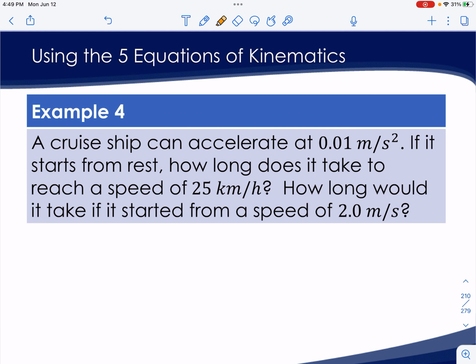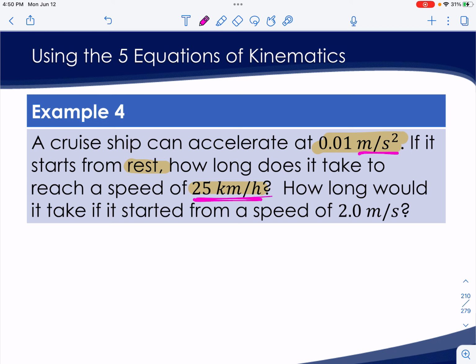Okay, example 4. Pause this video and see if you can solve it for yourself, and then follow along. A cruise ship can accelerate at 0.01 meters per second squared. If it starts from rest, how long does it take to reach a speed of 25 kilometers per hour? Notice here, what do you notice? That it's a speed, right? It's given in kilometers per hour. And here, our acceleration is in meters per second squared.